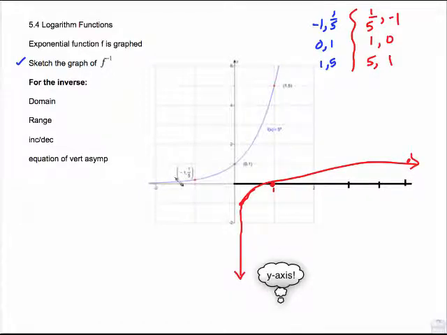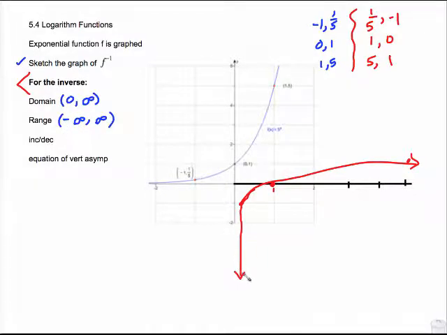So the red is the inverse of the blue. The red is a logarithm function. Now we want to find the domain, range, and increasing, decreasing in the equation of the vertical asymptote for the inverse. We're looking at the red. Domain of your red, going from left to right, your domain is from 0 to infinity, and your range is from -infinity to infinity.